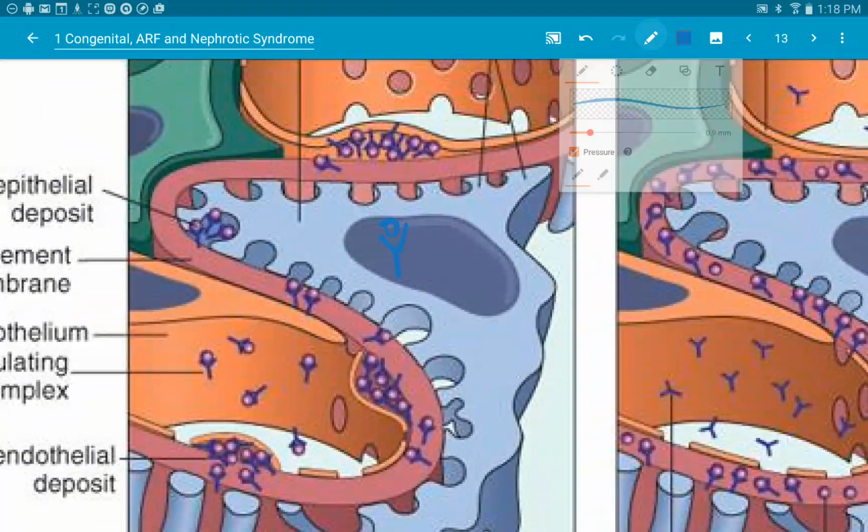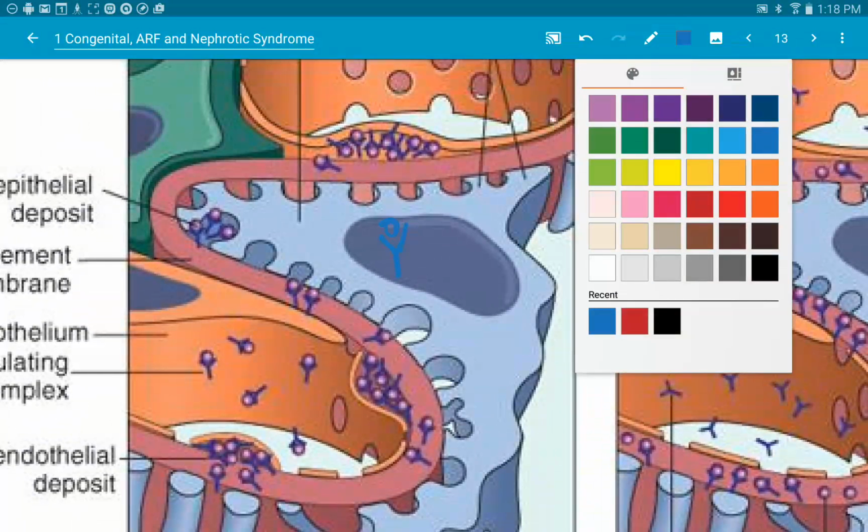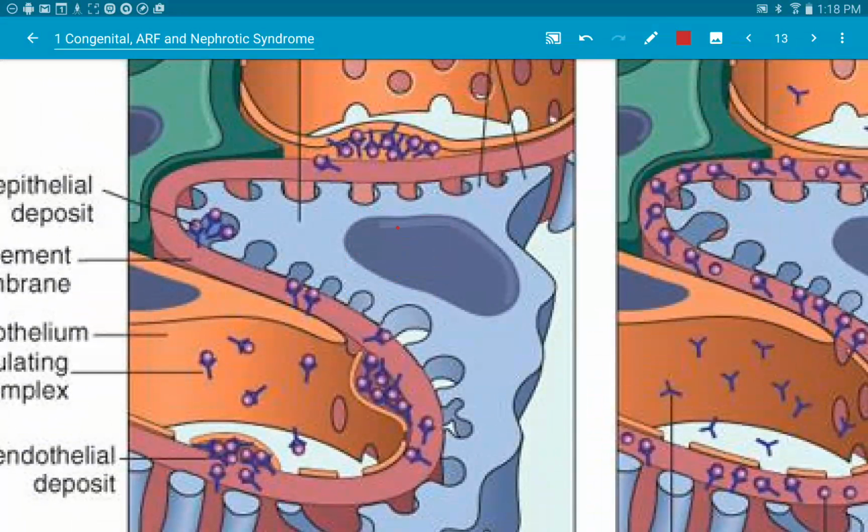Wow, that's hard to see. Goodness sakes alive. Choose another color we can actually see here.